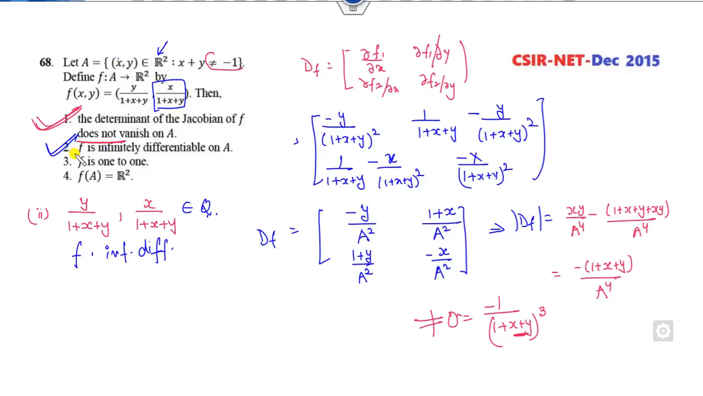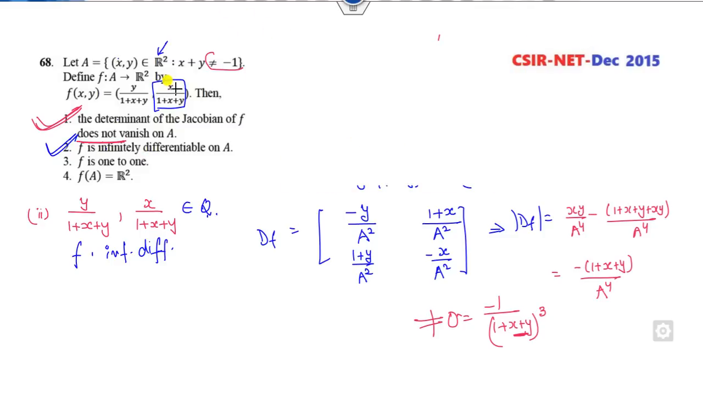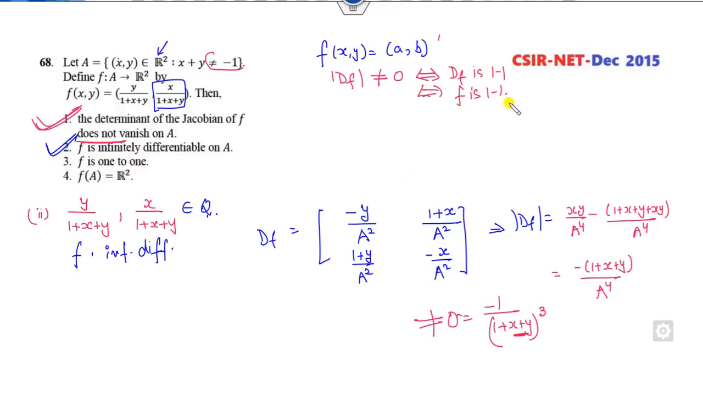Now look at the next option, whether F is 1-1 or not. How can you prove that F is 1-1? That's very simple. If I simply take (x, y) as (a, b)... fine. Otherwise, as we discussed, if this is non-zero, then we can say the corresponding function transformation is 1-1, and we already proved that this is non-zero for the domain. So it is 1-1.